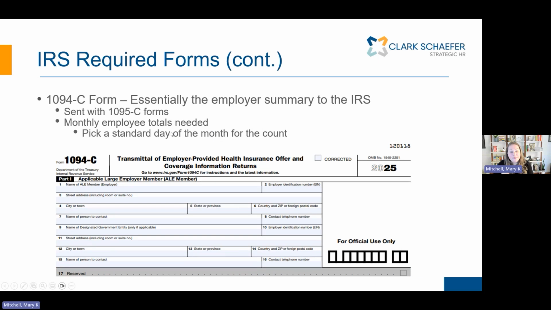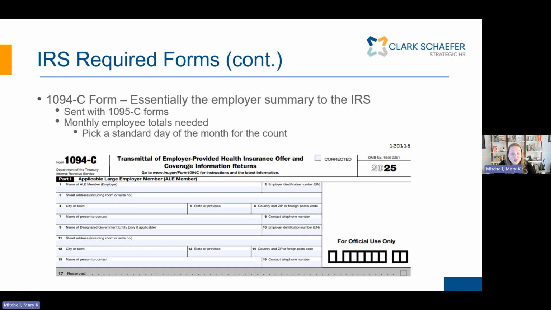Now, the other form that is typically most talked about is the 1094-C form. And this is where the employer is summarizing all of the data that we just talked about for all of their employees to the IRS. So we're basically giving a cover sheet to this large packet of 1095-C forms and saying, here's the summary right up front from the organization.